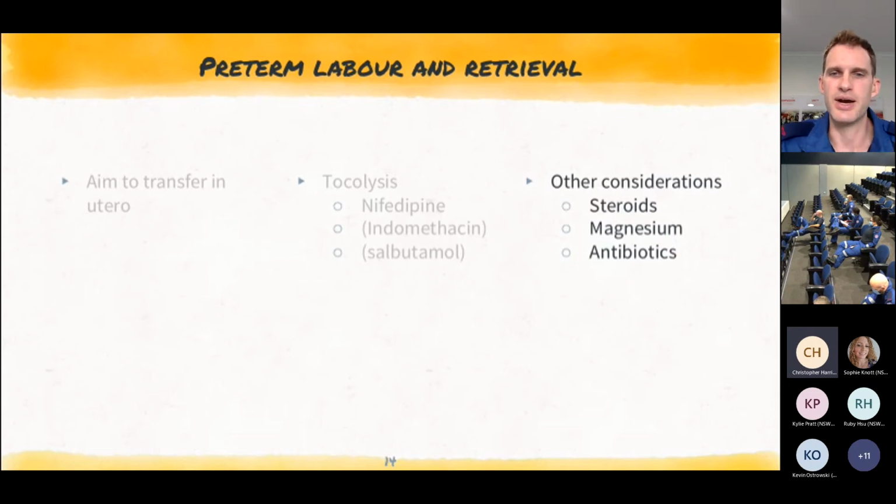And then the last consideration is that they need antibiotics. If they're in established preterm labour, they're often given antibiotics prophylactically for GBS, regardless of if the status is known or not, just to make that decision making a bit easier. And that's ampicillin for GBS prophylaxis. And definitely if there's chorioamnionitis, meconium, that sort of thing, then the mother will get antibiotics.